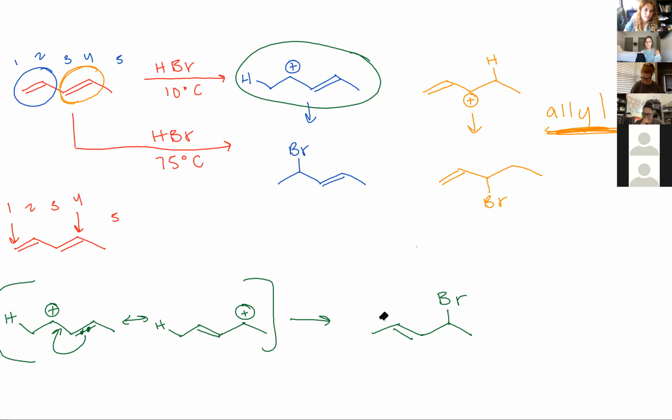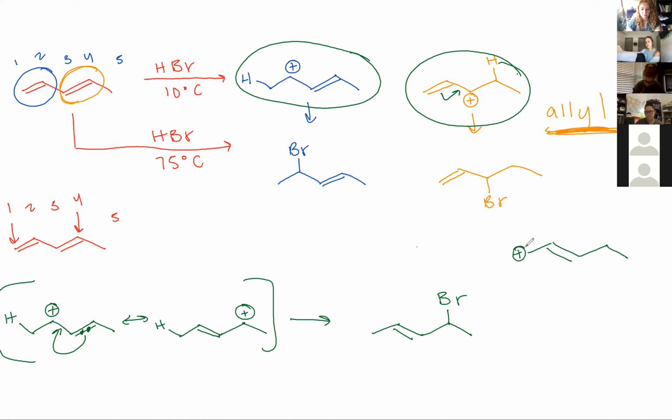If we protonate carbon number 4 instead, we would start off with this carbocation. And the only thing that's really different is that if you start off with this carbocation, your resonance form is going to show an allylic carbocation that's also primary. So this is the less likely product to form.